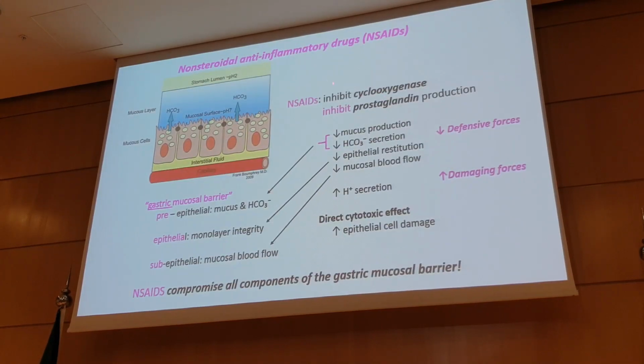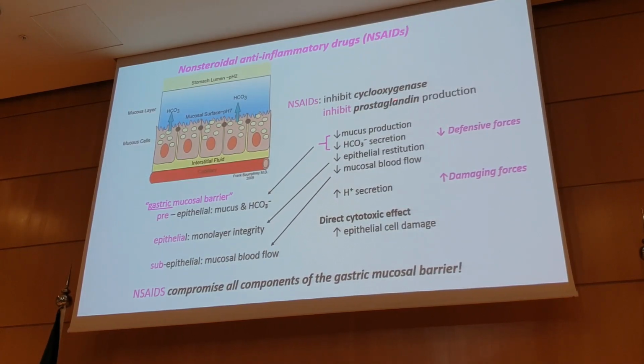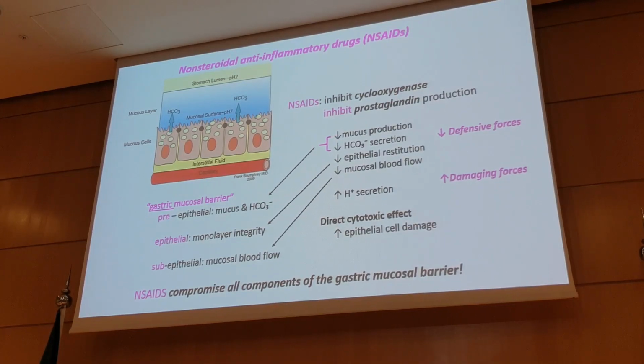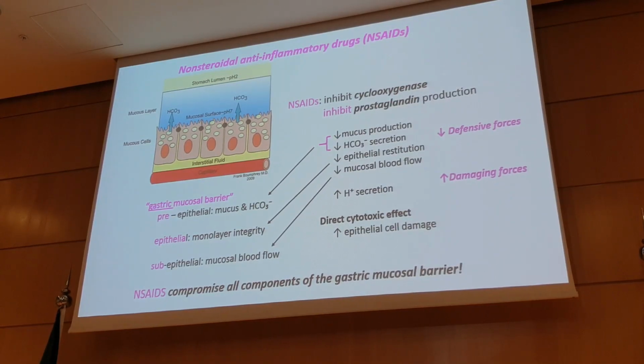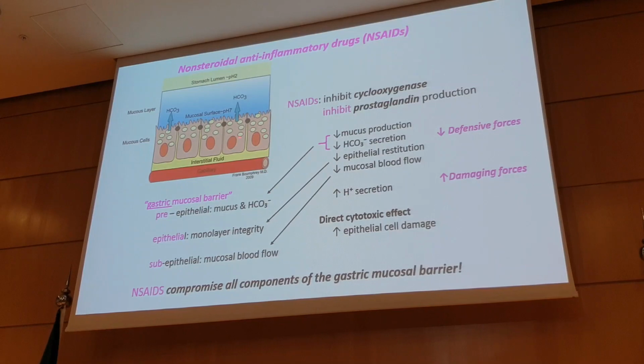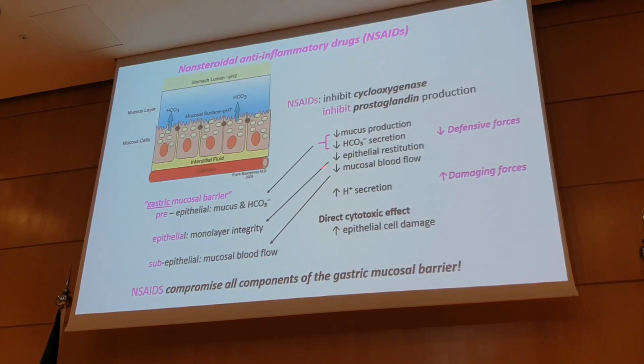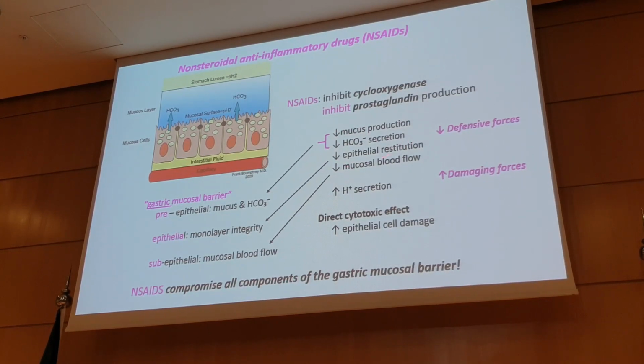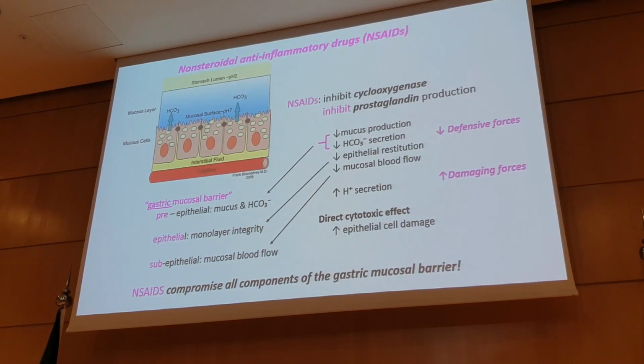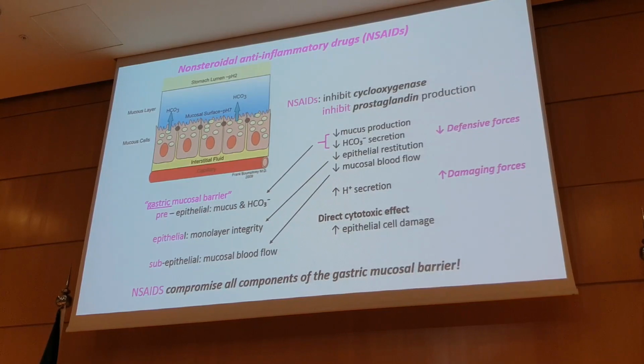All right, this is a summary slide for NSAIDs. They inhibit cyclooxygenase, and therefore you don't have prostaglandin. What's happening? All your defensive forces here: mucus production decreased, bicarb decreased, epithelial restitution decreased, blood flow decreased. You don't want this stuff happening. On top of that, you increase the damaging force.